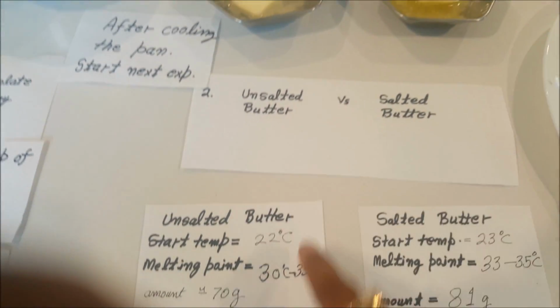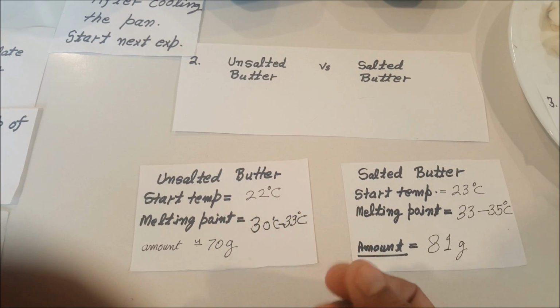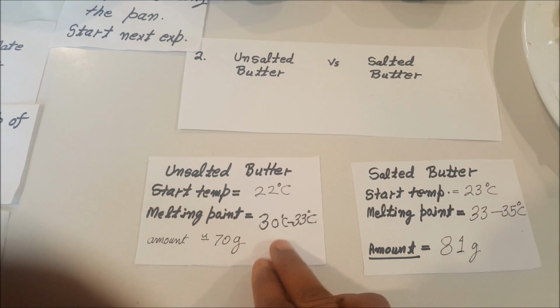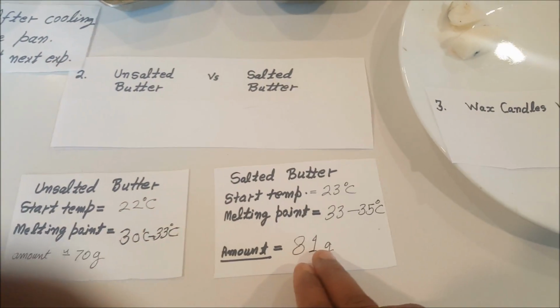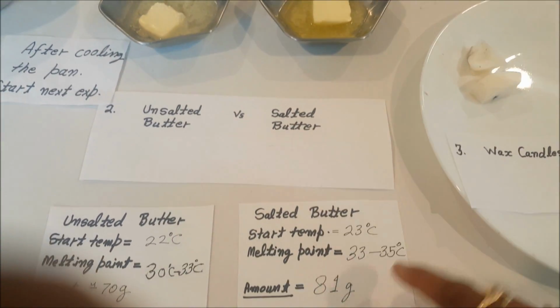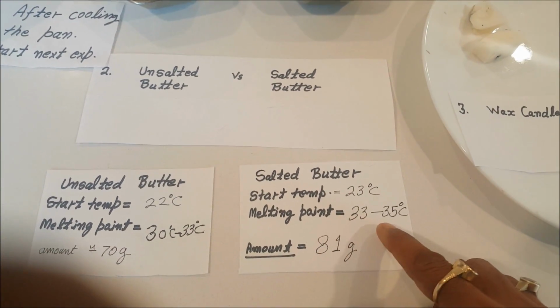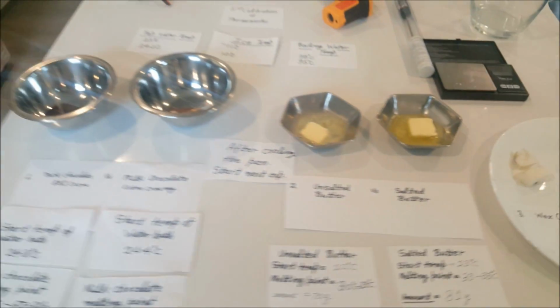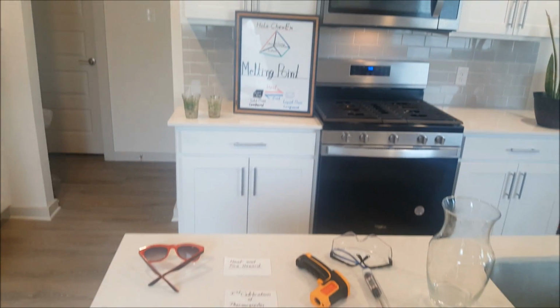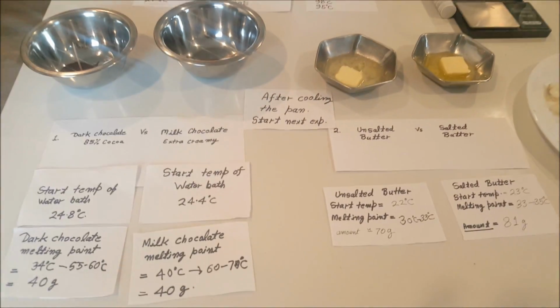And unsalted butter was very quick. It was even melting on my hand. So it started melting around 30 degrees Celsius to 33 degrees Celsius. And salted butter was very close, melting at 33 degrees Celsius to 35 degrees Celsius. So this was the conclusion, and enjoy your experiment.